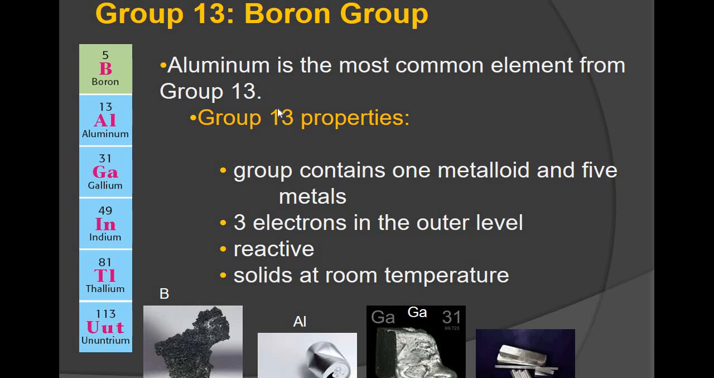Aluminum is the most common element in group 13. It does have your first metalloid, though. It contains 1 metalloid and 5 metals. They are known for having 3 electrons in their outer level, which is why you still have a lot of metals in this group. They are reactive, and they are all solids at room temperature. You can see boron here. It's a metalloid, and the other ones are your metals. You can see the gallium melting there.